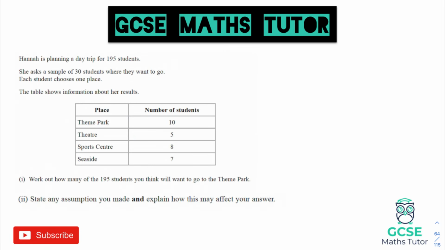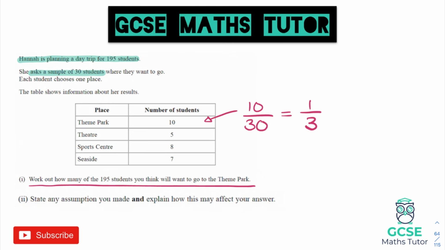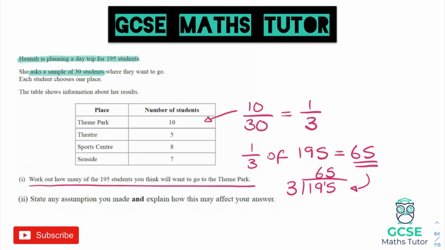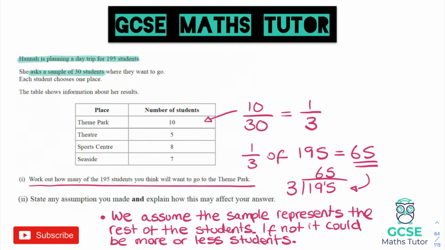When you are looking at sampling and bias, have a look at how big the sample size is. This one is out of 30, and it's asking us how many want to go to the theme park. So to the theme park would be 10 out of 30, which is the fraction 1/3. So if there's 195 in total, that would be 1/3 of 195, or whatever fraction of an amount we are given, and the assumptions we would make is that the sample represents the rest of the students.